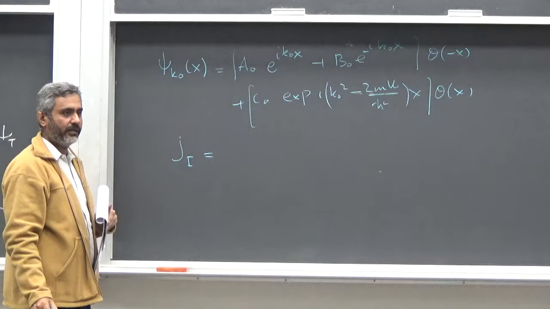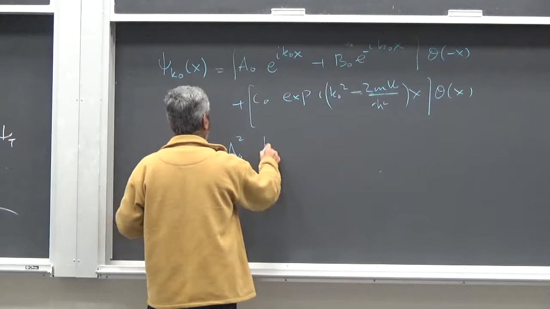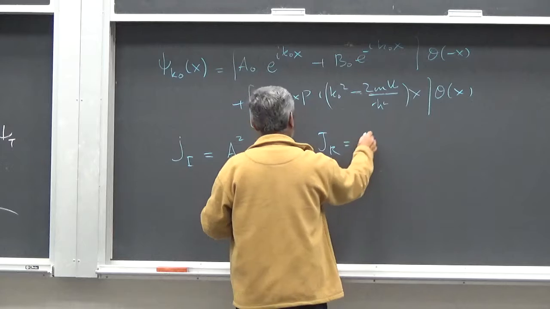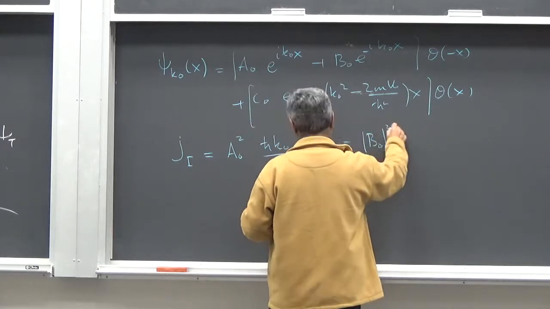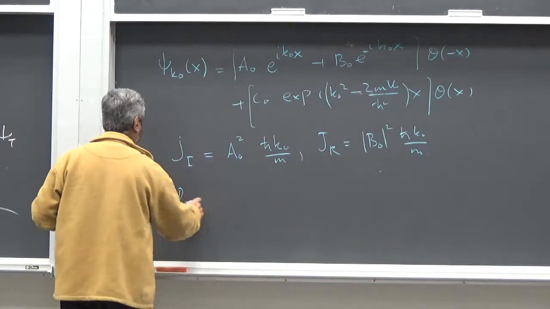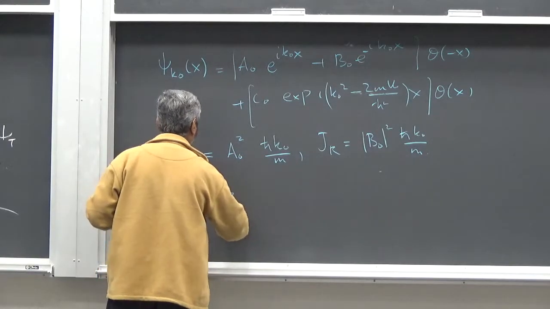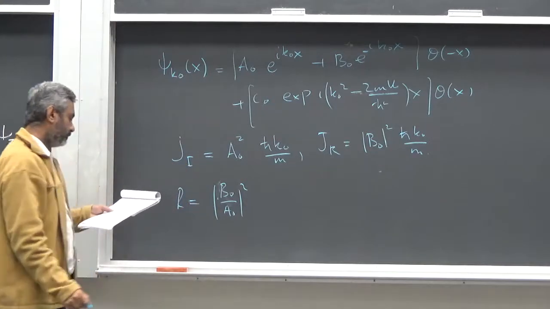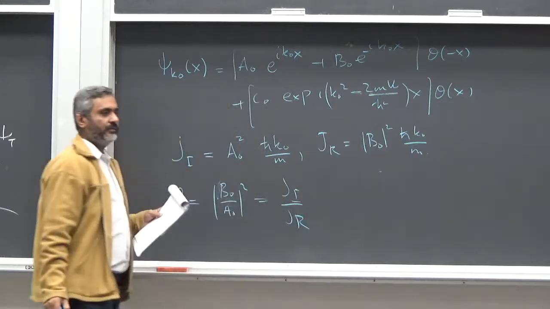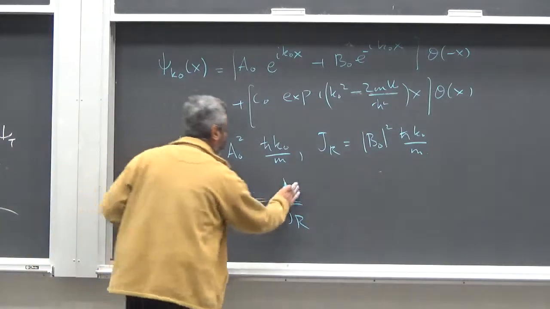Remember? Probability current, right? Calculate J_i. J_i is a naught squared ħk naught over m. J reflected is b naught squared ħk over m. अच्छा, रिफ्लेक्शन कोएफिशिएंट था क्या? वो था b naught squared over a naught squared. But what is this equal to? This is simply J_r over J_i.